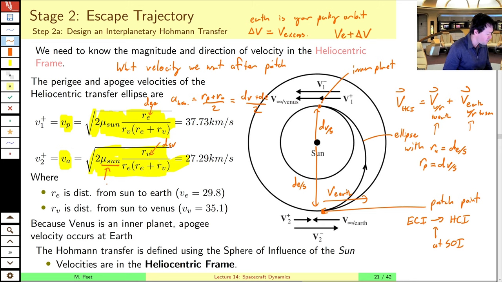Right. So we can calculate the velocity that we want in the heliocentric coordinate system, after departing the Earth and at arrival at Venus. So this V2 plus.